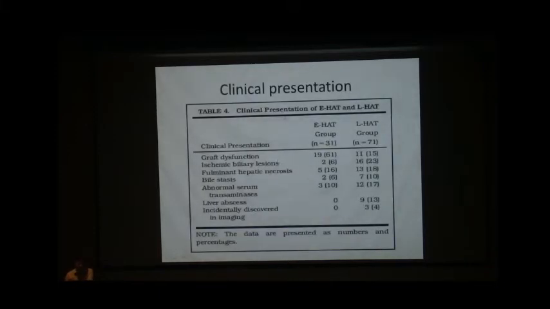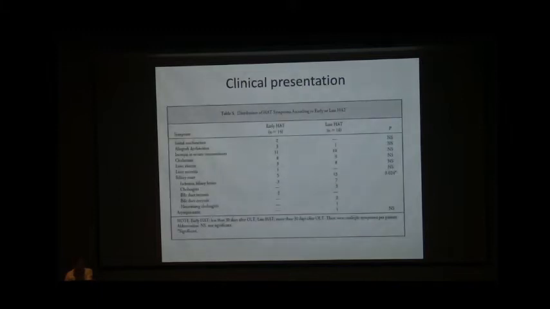Coming to the clinical presentation, most of the early HAT patients will be detected in recent times asymptomatically, but whenever they have got symptoms, it could be transaminitis leading to graft dysfunction and fulminant hepatic necrosis. These are the common presentations in early HAT group, whereas in late HAT group, the more common presentations are bile stasis and cholangitis, cholangeal abscess, liver abscess, and biliary complications.